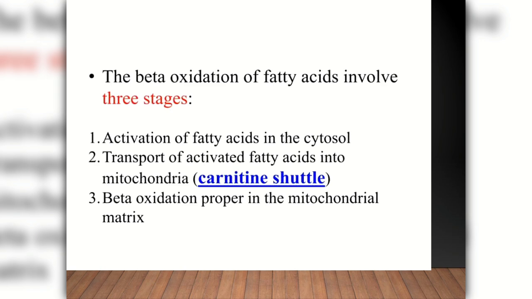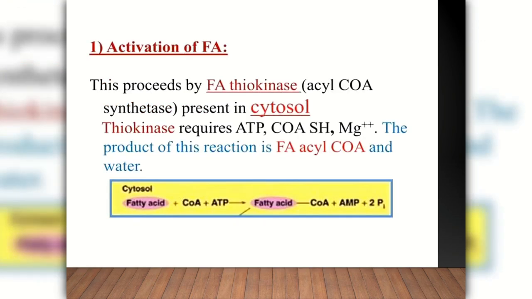First is activation of fatty acids in the cytosol, second is transport of activated fatty acids into mitochondria, also known as the carnitine shuttle, and the third step is beta oxidation proper in the mitochondrial matrix. In the first step, activation of fatty acid proceeds by fatty acid thiokinase, also known as acyl-CoA synthetase, and it's present in cytosol. This thiokinase requires ATP, CoA-SH, Mg2+. The product of this reaction is fatty acyl-CoA and a water molecule.